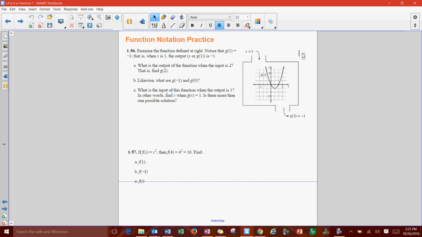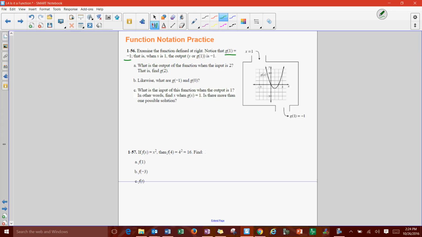So a couple more problems from the book. I've copied them here, but you can also take a look at them in your book if you'd like to. 1-5-6. Examine the function to find it right. So a function can be in the form of a graph. It doesn't have to be an equation, all right? So we have this function. Notice that g of 1 is equal to -1. That is, when x equals 1, the output is -1. So here's x equals 1.